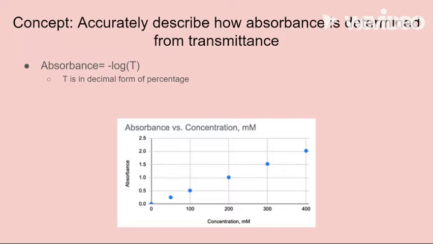The equation for absorbance is negative log of T, where T is the decimal form of transmittance. We can see from the graph that absorbance and concentration have a linear relationship and a positive slope. Therefore, the data is much more simple and straightforward to look at. Because of this, it is much easier to determine absorption using absorbance rather than transmittance.